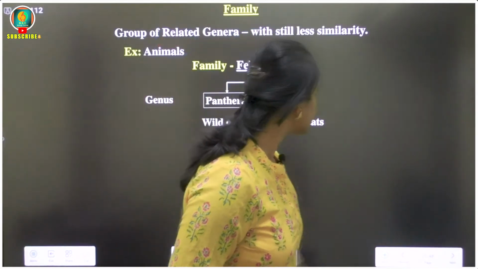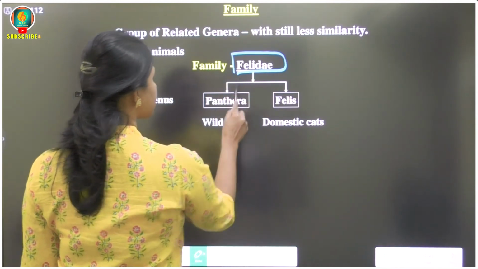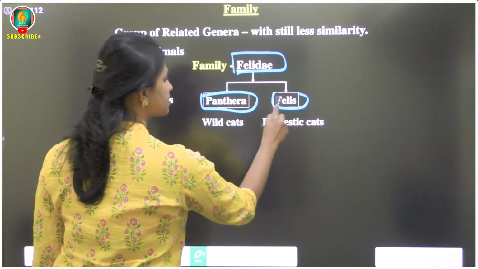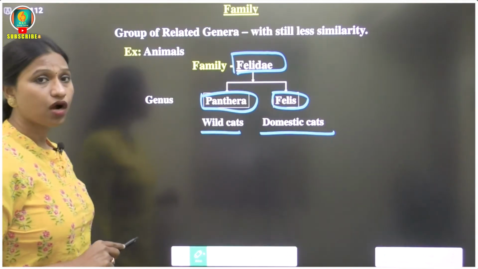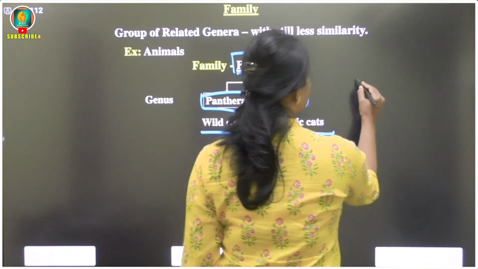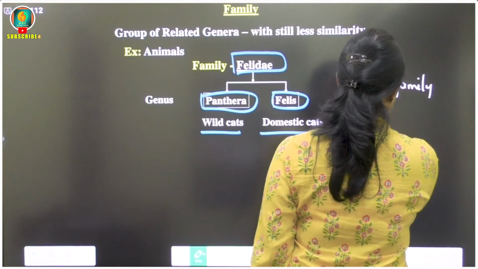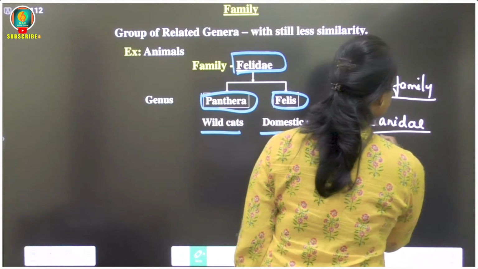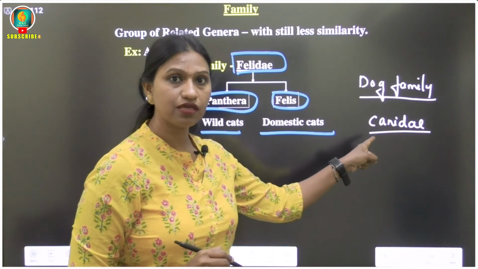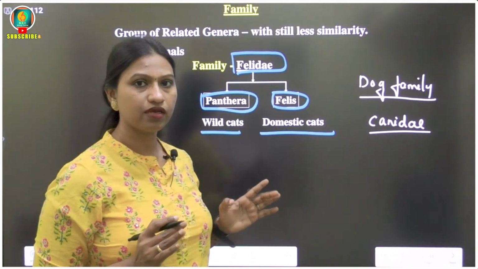Look at here. A family called Felidae. In this family, I can put both Panthera as well as Felis, because here the wild cat comes, here the domestic cat comes. If I take the dog family, the dog family will be considered as Canidae. Don't think that as it starts with C, it is the cat family. No, it is the dog family. The cat family is Felidae, remember.